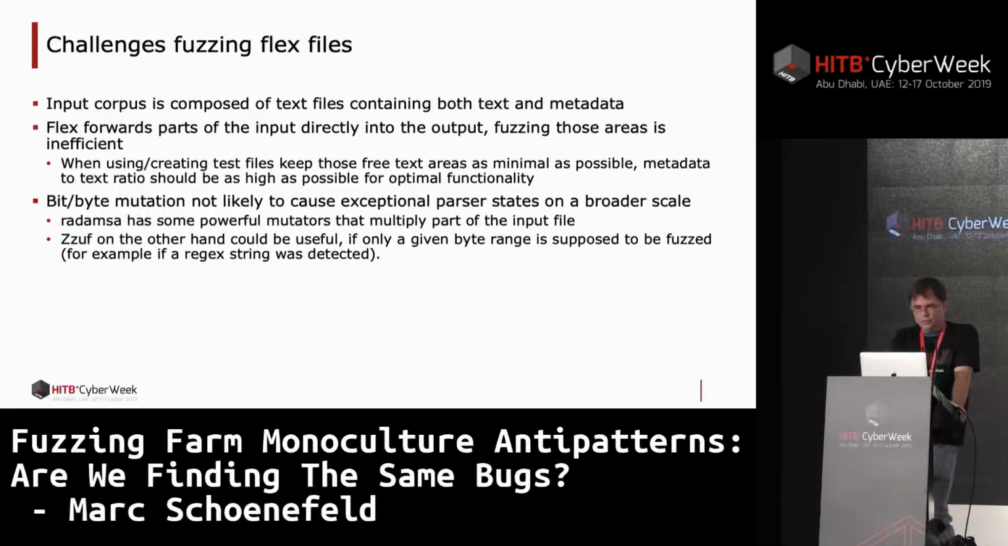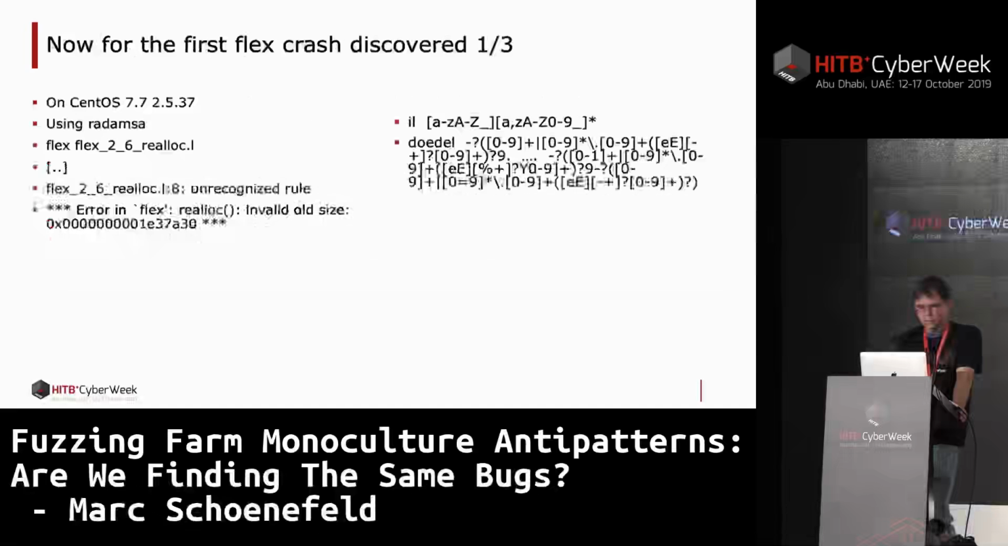Bit and byte mutation is not likely to cause exceptional parser states on a broader scale. So Radamsa was used as the tool of choice here because it was possible to break out of syntaxes and multiply parts of the input. So there were some exceptional states to be expected. Zzuf, on the other hand, was useful if a given byte range was supposed to be fuzzed. For example, in a Flex input file, there are some regex areas, and if you hit a nice bit combination with a bit mutation, there could be something to be found.